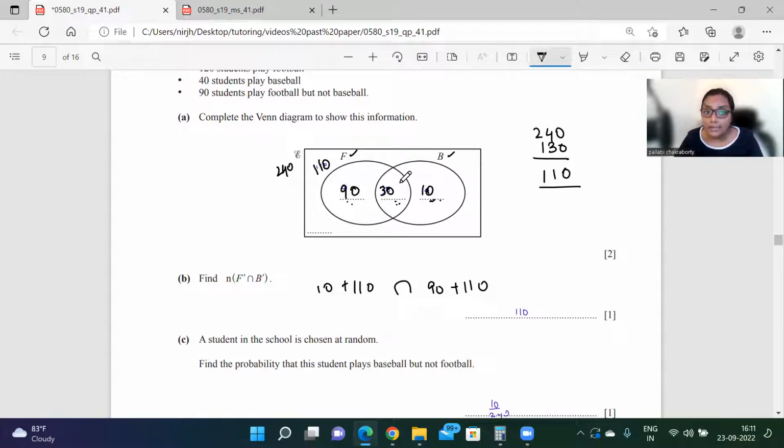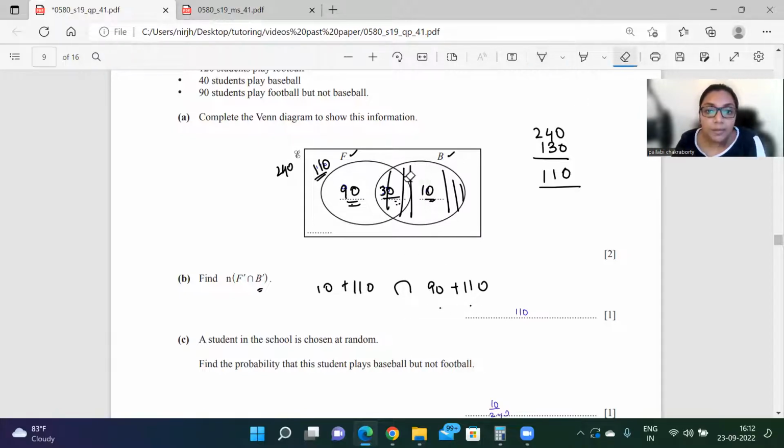I hope you're understanding this. Parts which are not B. So I'll just show one of them. I'll just show how the not B, or the B complement, is written like this. So B is 40, right? 30 plus 10. So this is your B, the whole thing. What is not B? 90 and 110. So that's how I got not B.